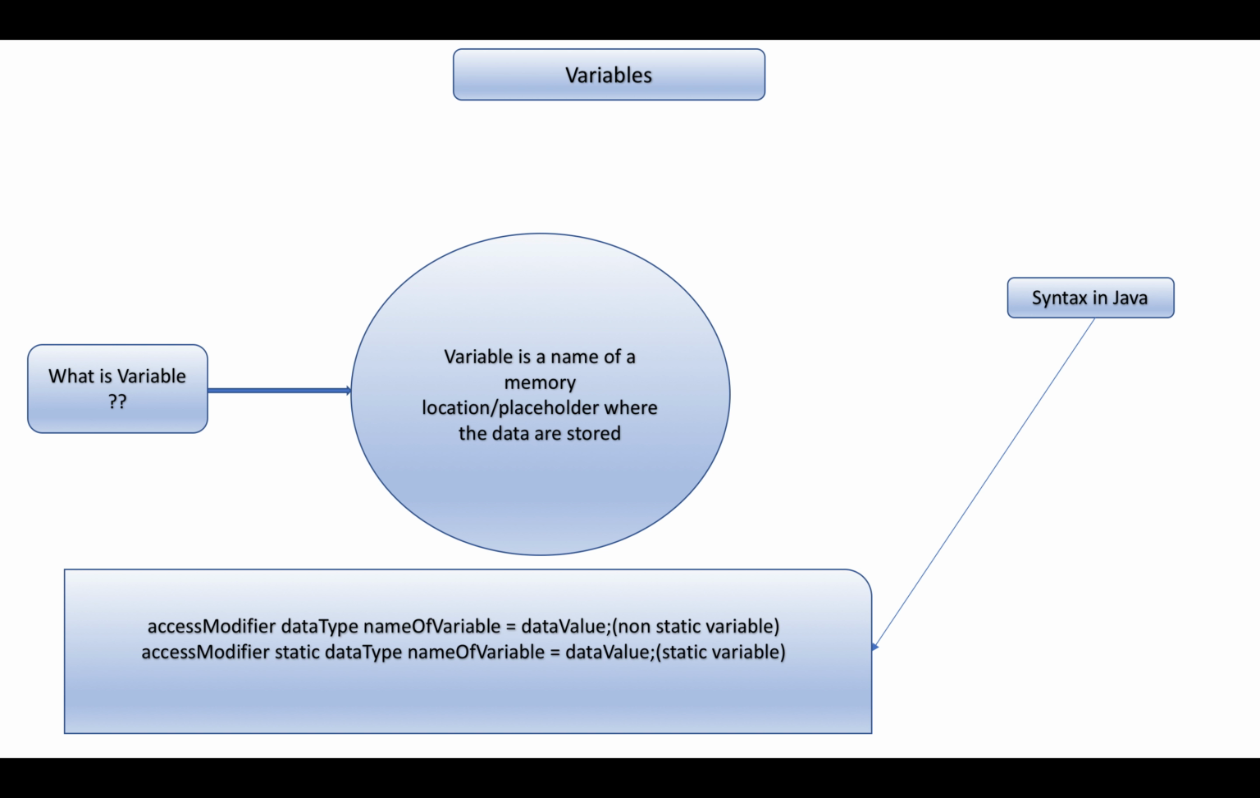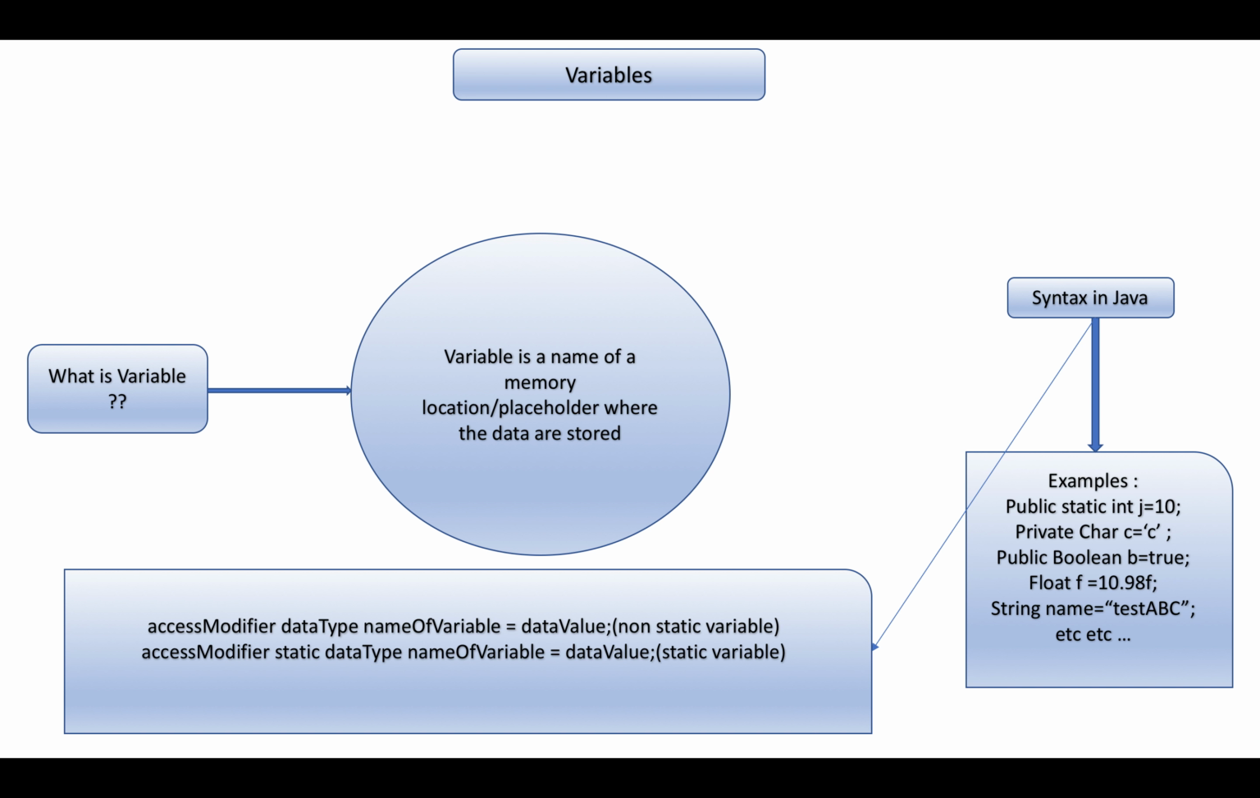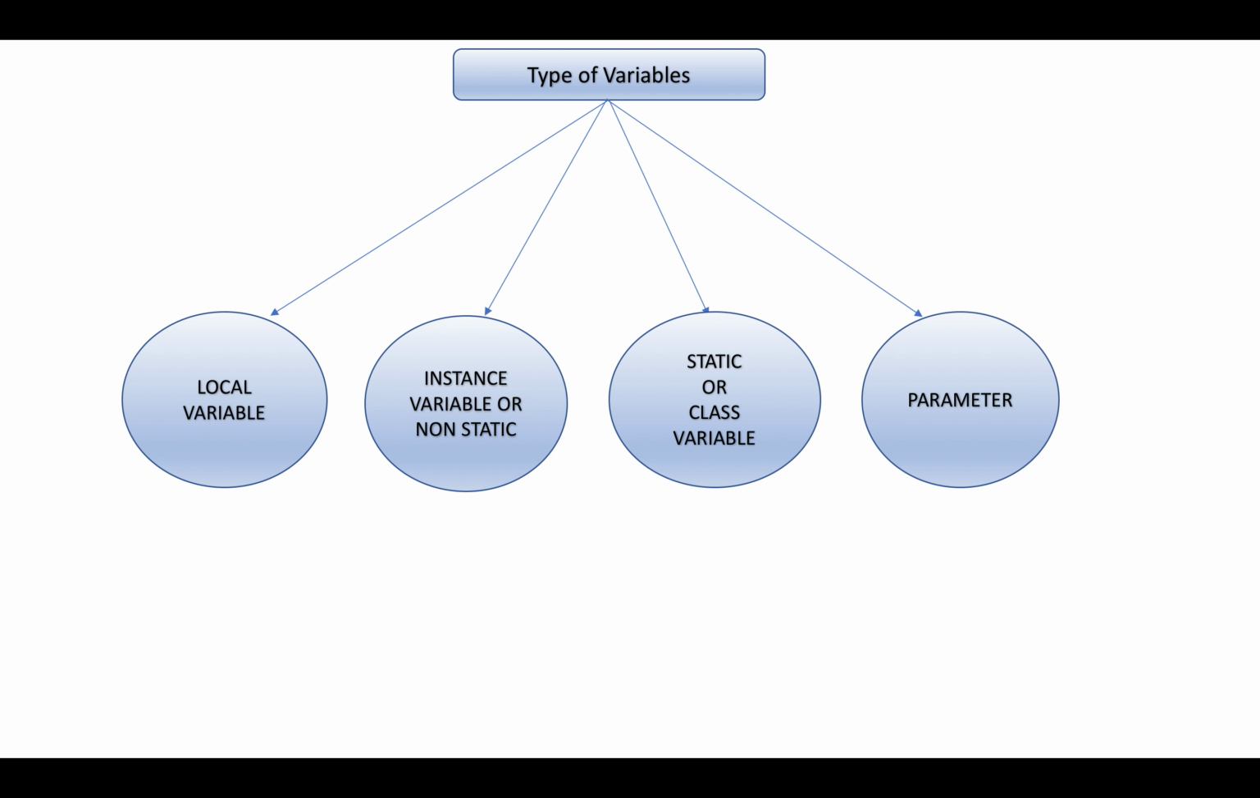The syntax of a variable is access modifier, data type, the name of the variable, and I'm assigning some data value to the variable. What are access modifier and data type? We'll see in a couple of seconds. So this is the example: public char c. What is char, what is boolean? We'll see now.